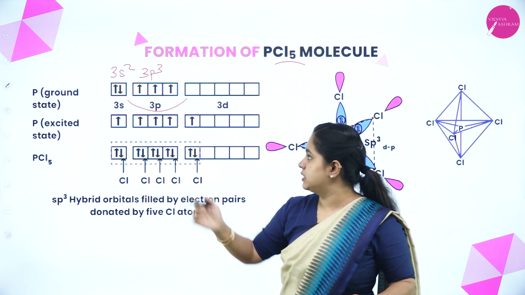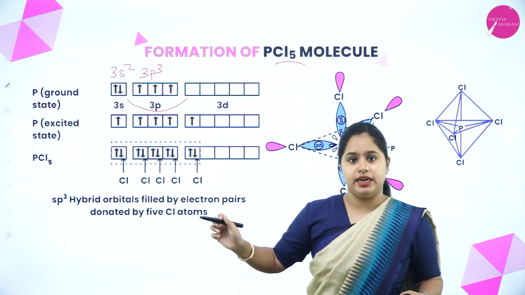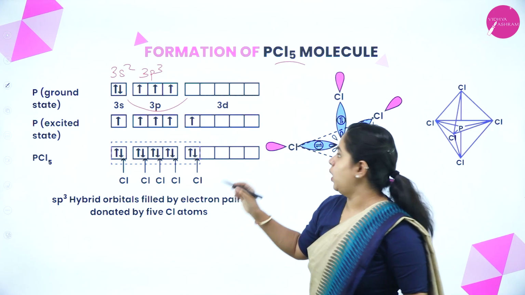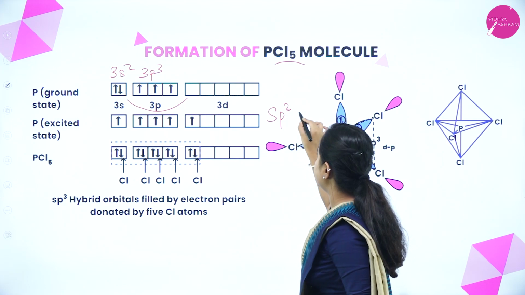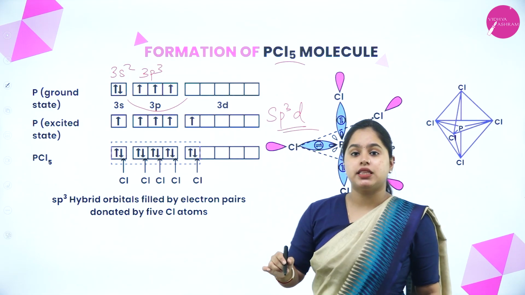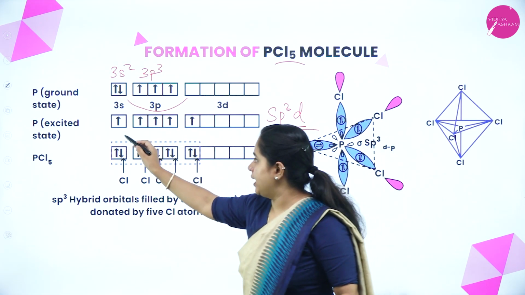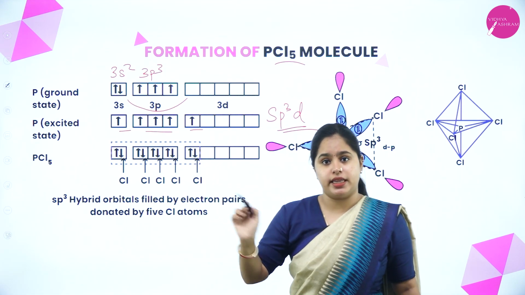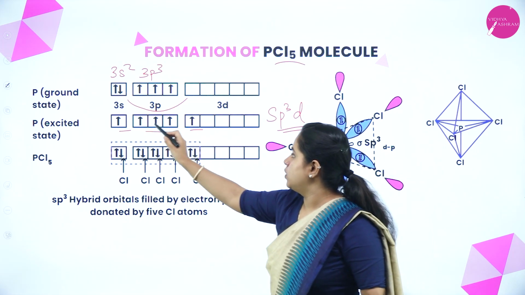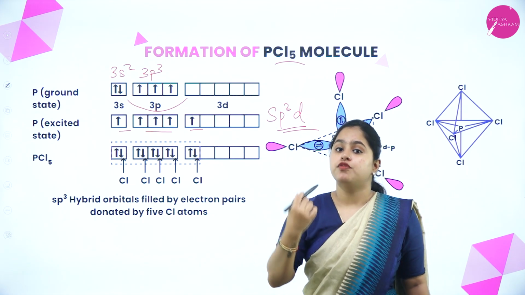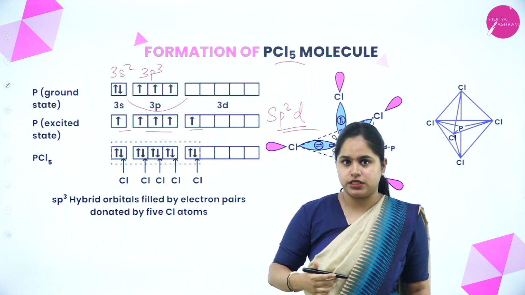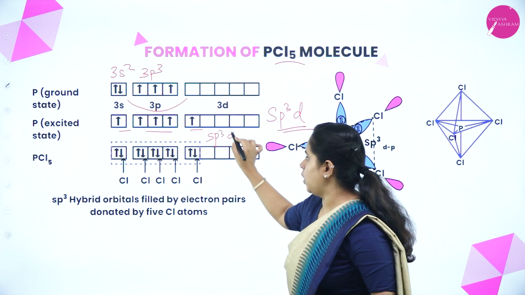Now the 3s, 3p and 3d orbitals hybridize and form the one s, three p and one d orbital, that is sp3d. They form sp3d hybridization. The one s, three p and one d orbital undergo hybridization and they form how many? That is 3, 4, 5. They form 5 hybrid orbitals, 1, 2, 3, 4, 5. All of these are the sp3d hybrid orbitals formed.